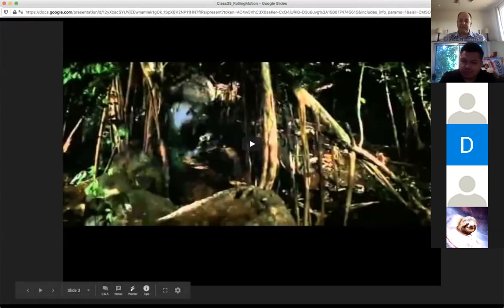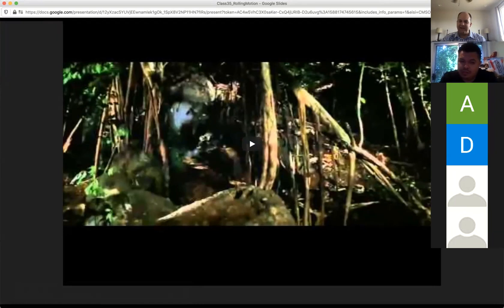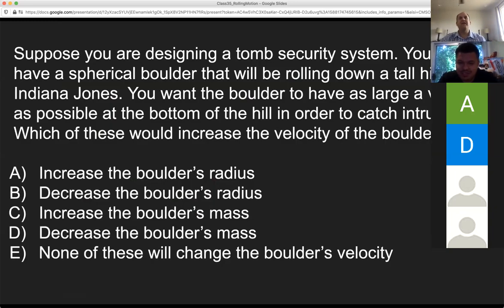All right, so you're scientists and engineers. I want a performance review on the boulder security system design. How'd it function? Not great. Didn't get him, right? You need faster boulders.